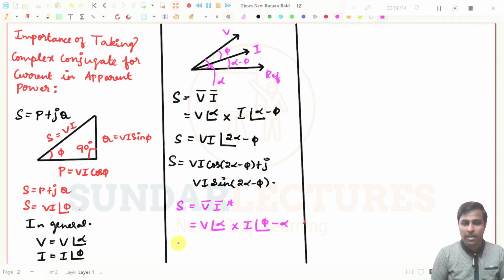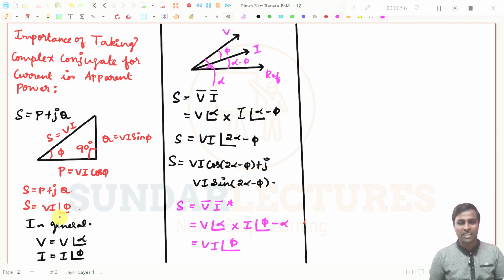So if you multiply this one, what will you get? This will be V into I at an angle, and we need to add these two: alpha plus pi minus alpha. Alpha and alpha will be cancelled out. And what is the final value? It will be VI at an angle of pi. That is what we are getting here. That is the correct answer, right?